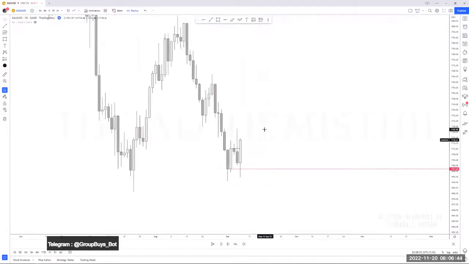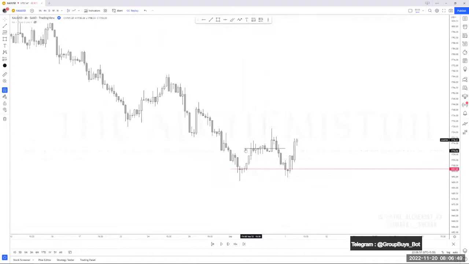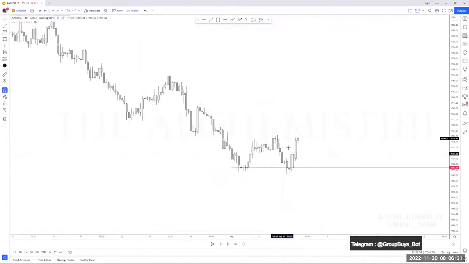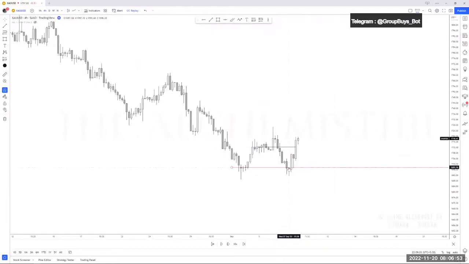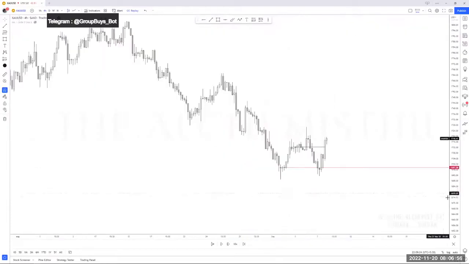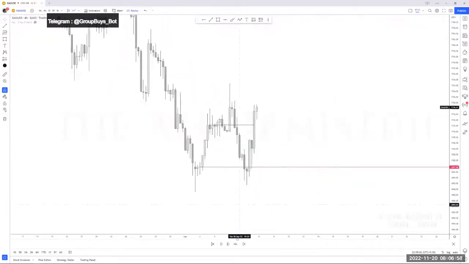Which means now what can we do? We can start looking for buys. We can start looking for buys from this area. So let's see. We had this breakout structure right here after tapping into a daily zone.